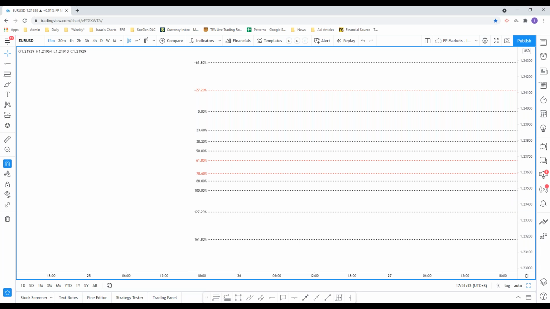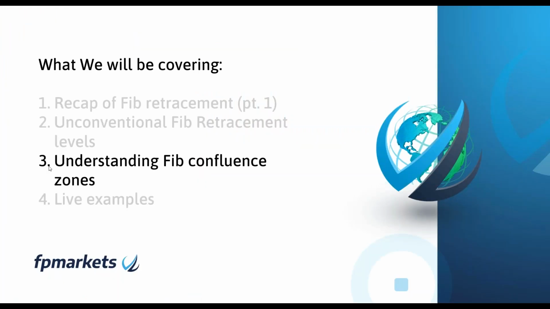Bartholomew, you're right, an area of technical convergence. It has more than one retracement. So when we are talking about Fibonacci confluence, essentially it means Fibonacci levels lining up very nicely. So you have a 61.8 on the daily.